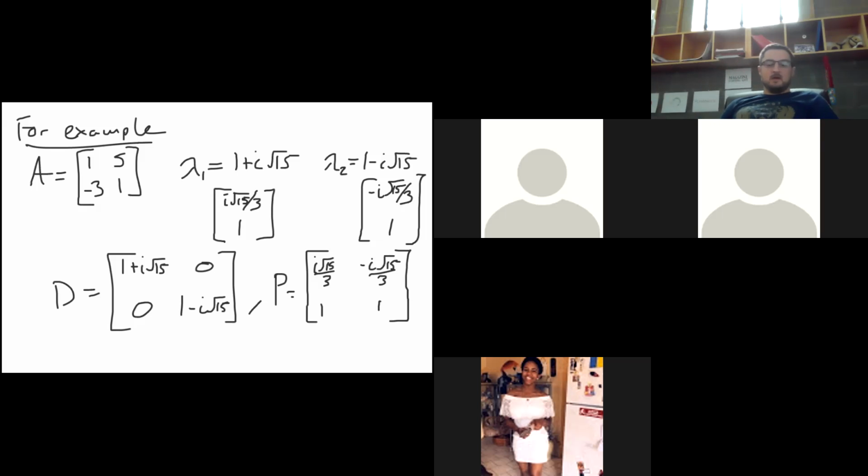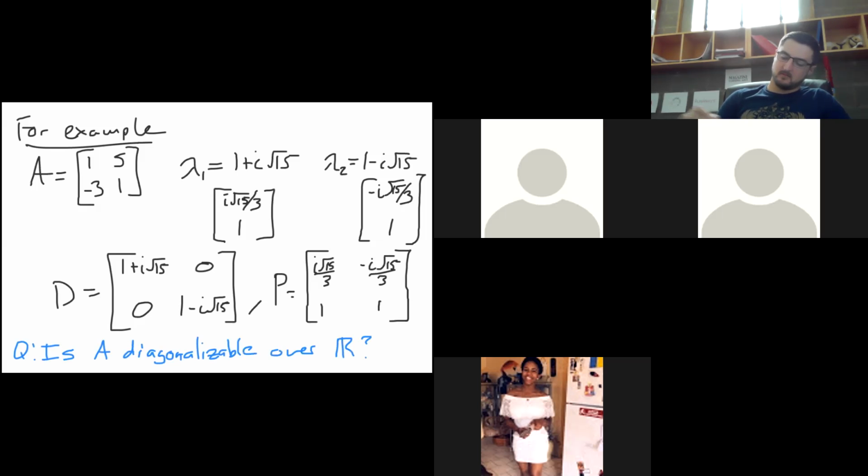Okay. So then my question for you is, is this matrix A diagonalizable over the real numbers? No. Yeah, the answer is no. We can diagonalize it, but to do so, we have to dip into complex numbers. So is it diagonalizable over the real numbers?